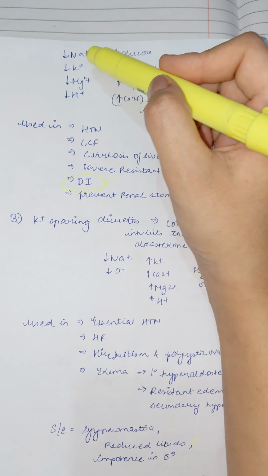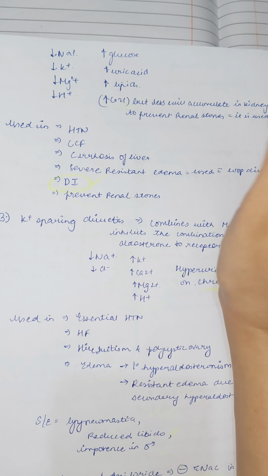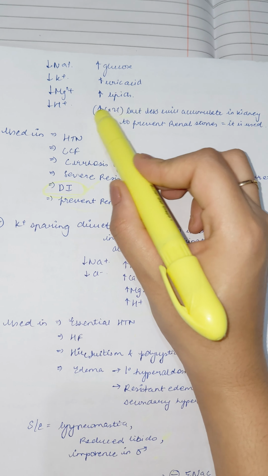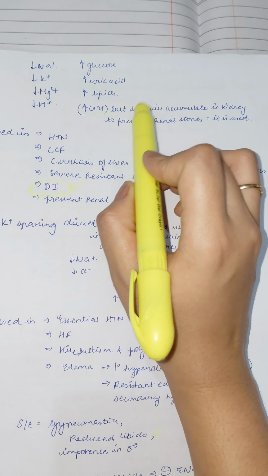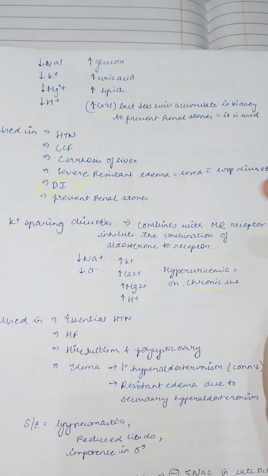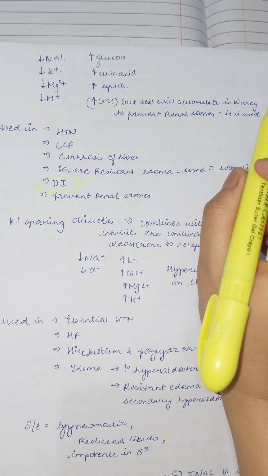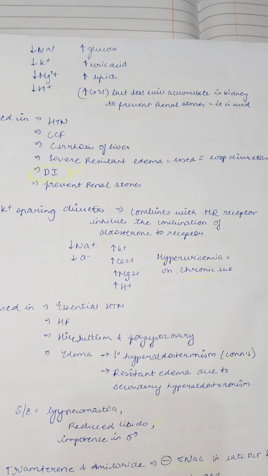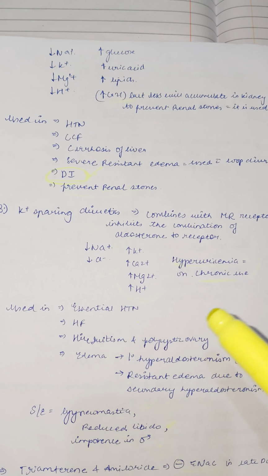What do thiazides do? They cause excretion of sodium, potassium, magnesium and hydrogen ions, and their role is the same as loop diuretics. They increase glucose, uric acid and lipid. Along with that, calcium will also be increased in blood in cases of thiazide, which is not similar to loop diuretic action. Only calcium has a different role in the two. An increase in calcium could cause renal stones, but thiazide does not cause renal stones because it does not accumulate in the kidney. That's why we can give thiazide in diseases like renal stone.